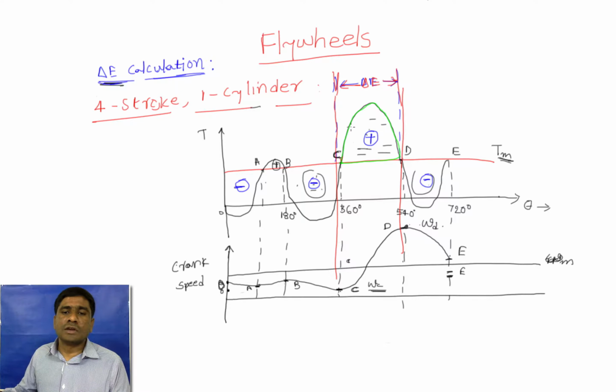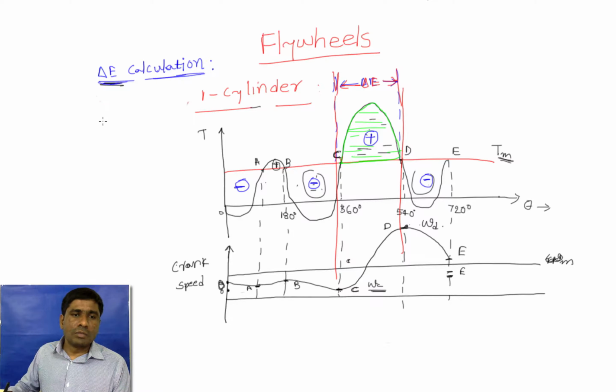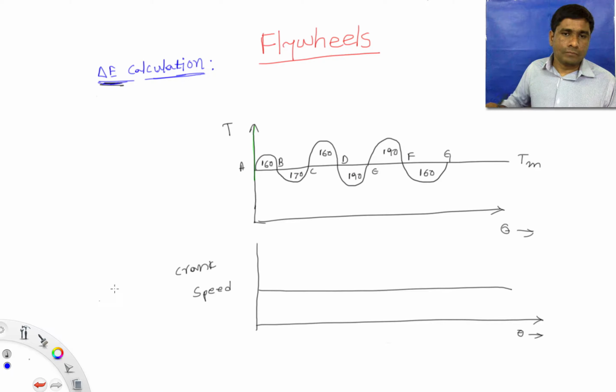So this is the green color. This is the delta E max. This is how we need to calculate delta E in this case. And how do we calculate delta E in the case of a multi-cylinder engine? So this is the multi-cylinder engine, and the torque-theta diagram is given like this. This is point A and B, and some energy is fluctuating around the mean torque.